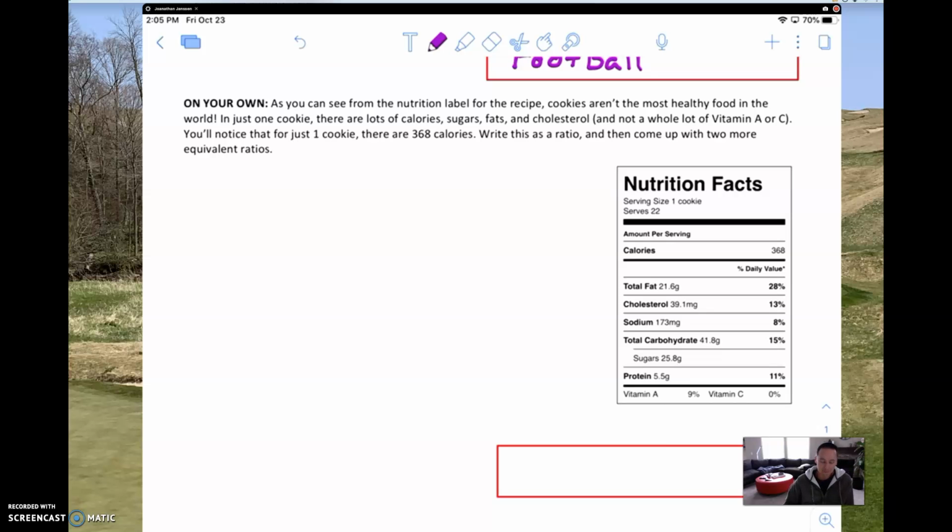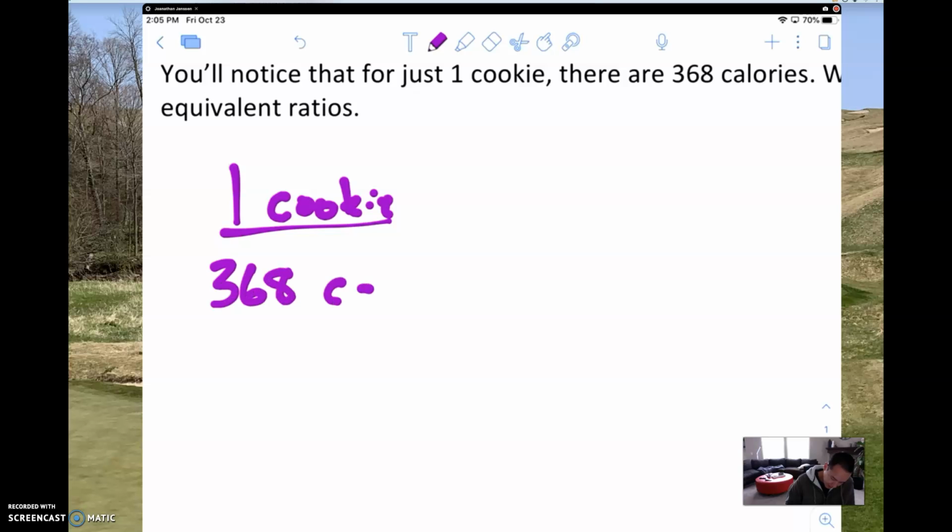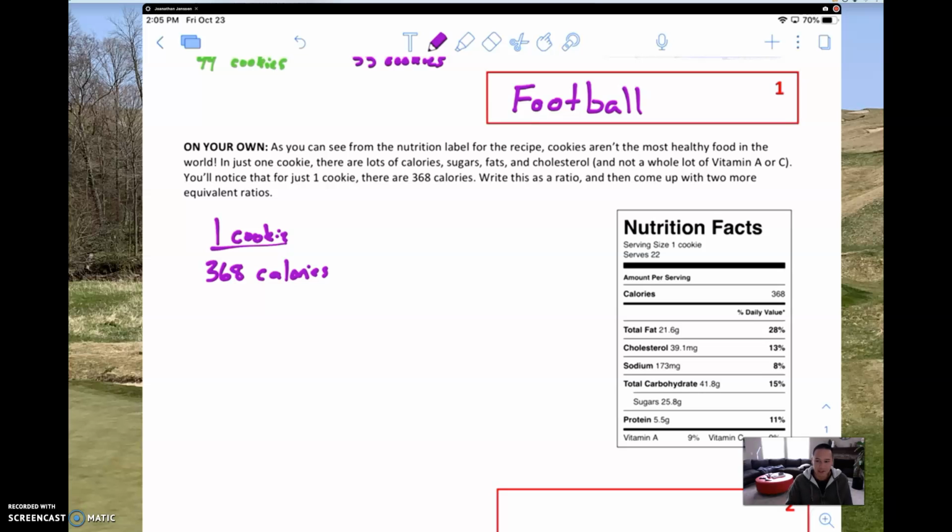And you'll notice that for every one cookie, there are 368 calories. So this is a ratio that compares cookies to calories. You could have done lots of ratios here. You could have compared the grams of fat to the sodium, the calories to the sugars, or the protein to cholesterol. I just chose cookies and calories.